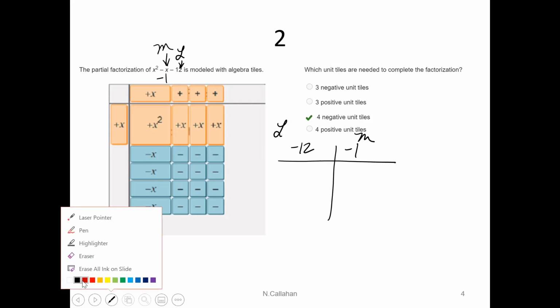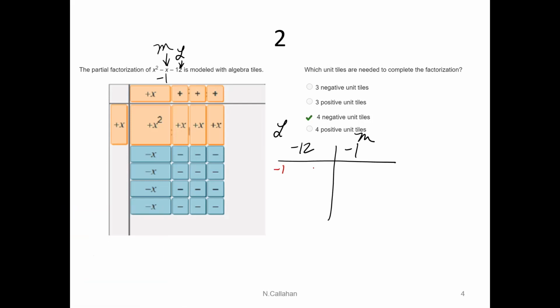So this one's a little bit more than the last one, because you could try a -1 and a +12, a +1 and a -12. What other ones can you try? What times what gives me a -12? I could try 2 and 6, like a -2 and a +6. I can also try a 3 and a 4, a 3 and a -4, like that.